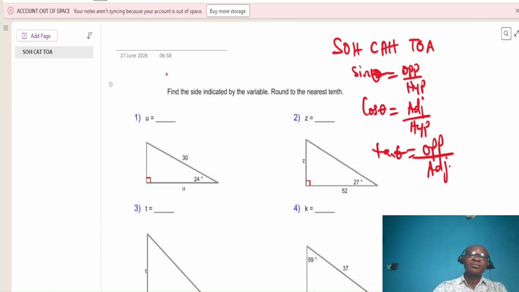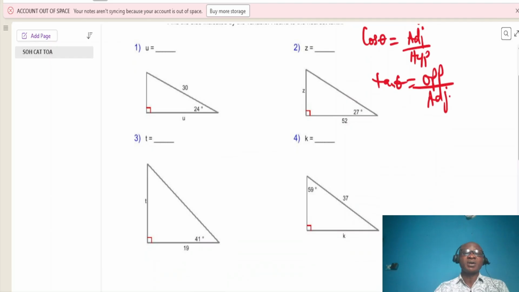Therefore, in solving the questions on the screen, for number one, to find the value of u, I don't need the opposite, because no value is given for it. I can only work with the side given and the side that I'm looking for. Hypotenuse is given and adjacent is what I'm looking for, meaning I am going to use adjacent and hypotenuse. And that means cosine can work, meaning cos 24.